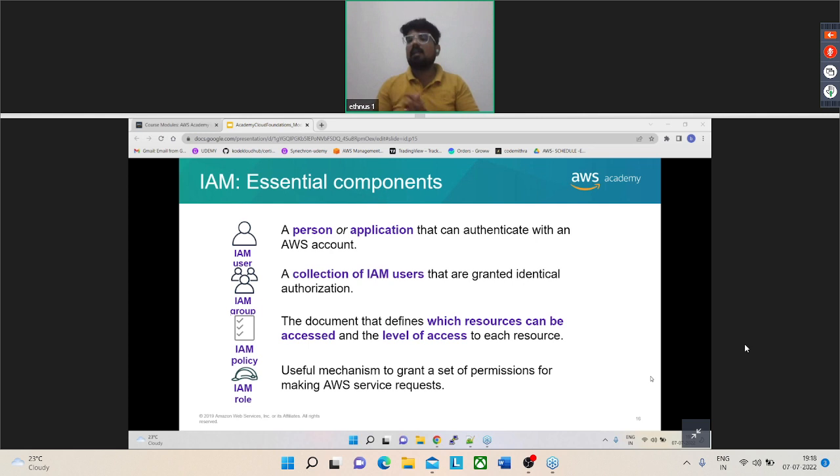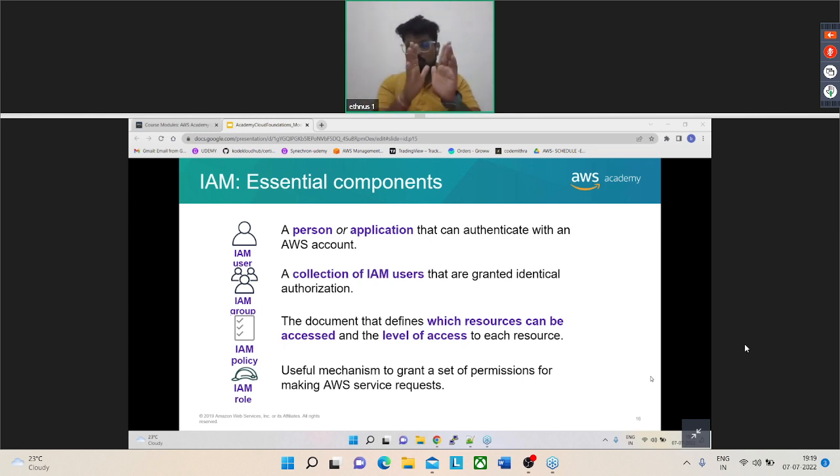So that's why it is a temporary role. With the help of an IAM role, you will be able to connect different AWS resources to each other. That is the use case of an IAM role. An IAM role can be applied to both users and your AWS resources. We are going to discuss IAM roles in detail in the coming slides.